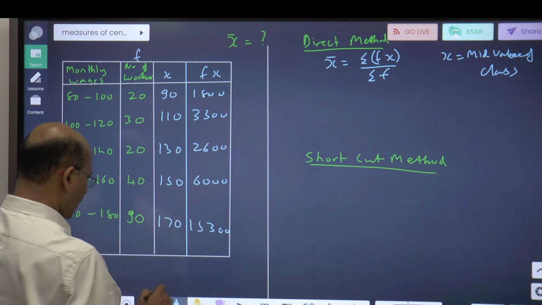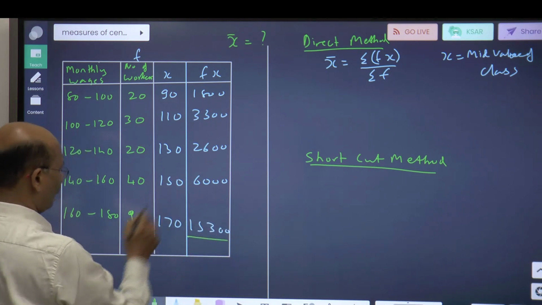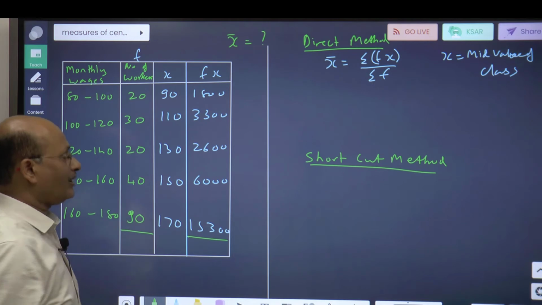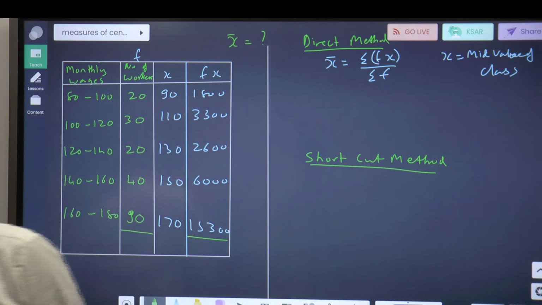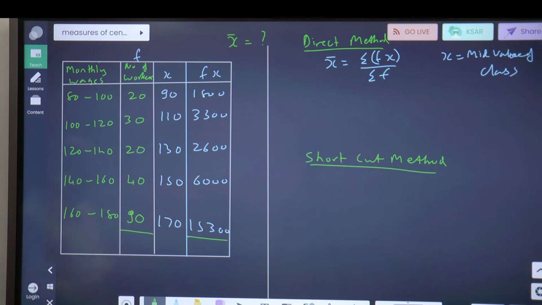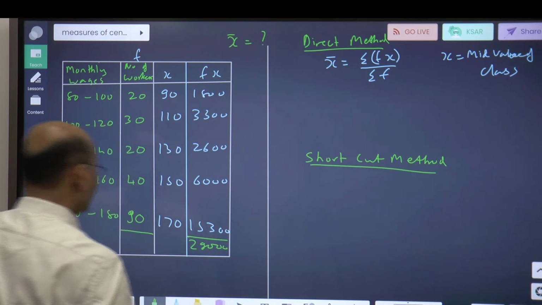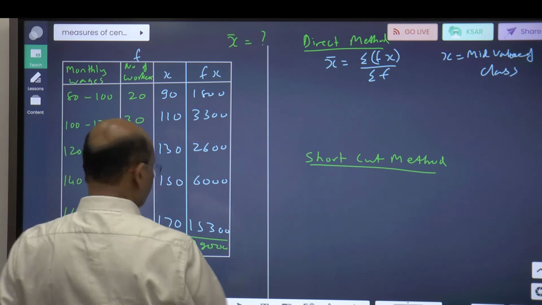So what you can do is, sum of fx you can always add up and write over here, and sum of f is already over here. So can you add and tell me in the group what the value is? Quickly, fast. Use the calculator and tell me. It is 29,000. So I have a working to be done here.